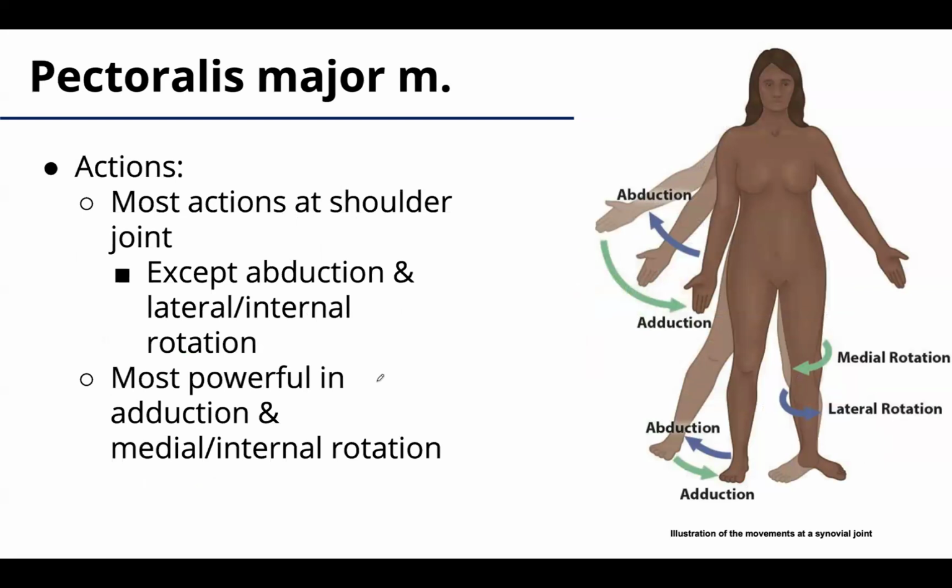Now, the pectoralis major is going to play a role in most actions at the shoulder joint, except for abduction, or moving the upper limb in the coronal plane, and it doesn't play a role in lateral rotation. Its most powerful actions will be in adduction, or adding the upper limb back towards the midline region, as well as medial and internal rotation. But again, it can play a role in some of the other actions as well.